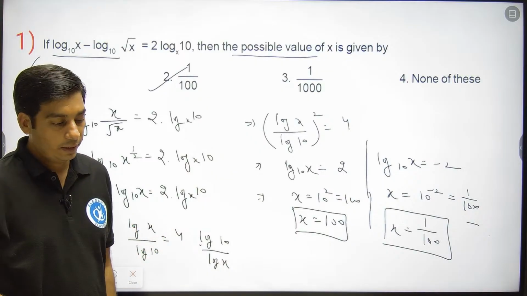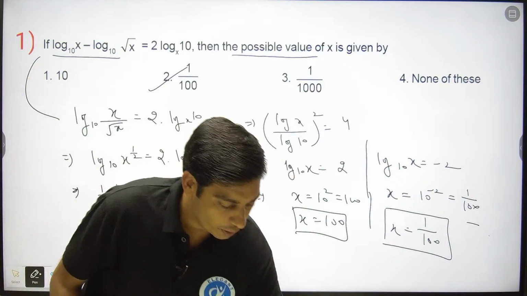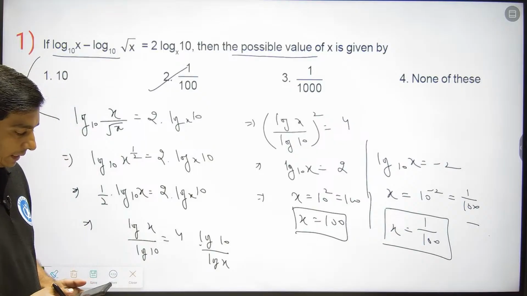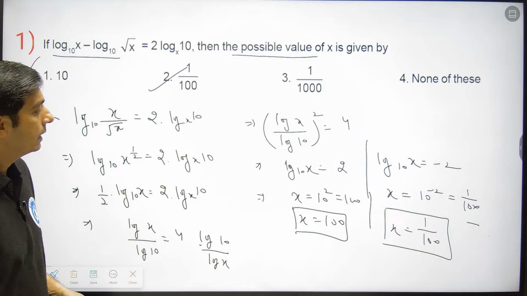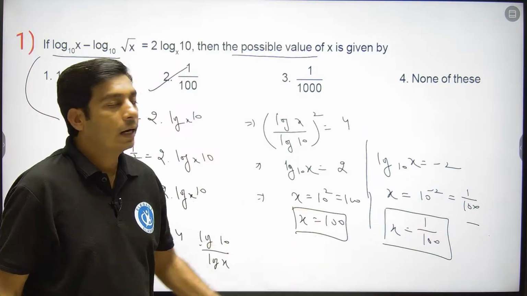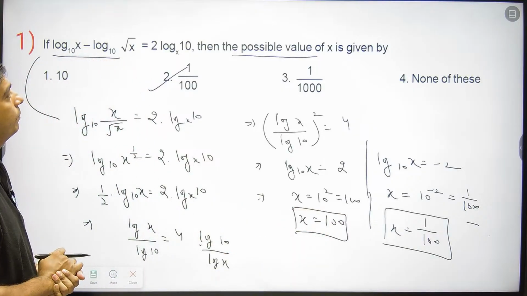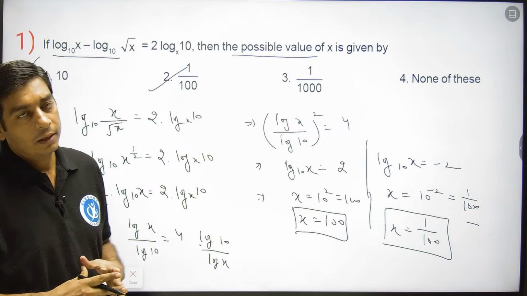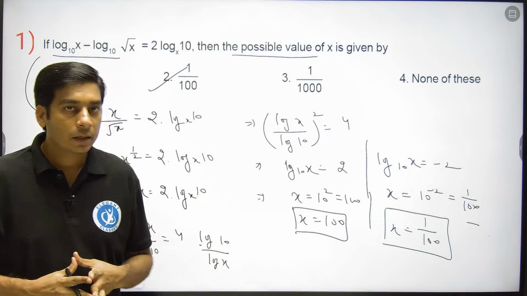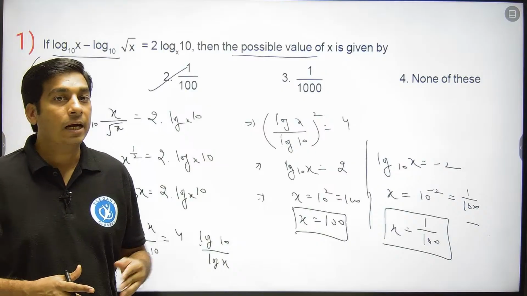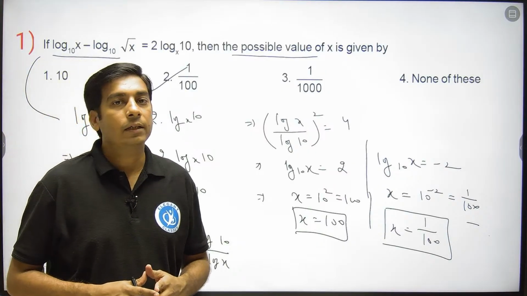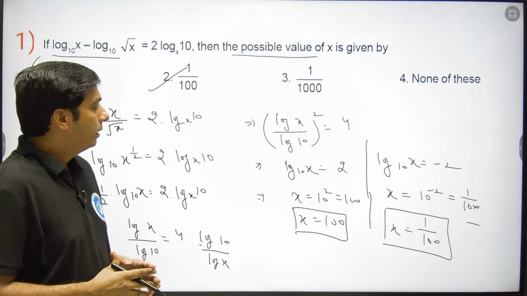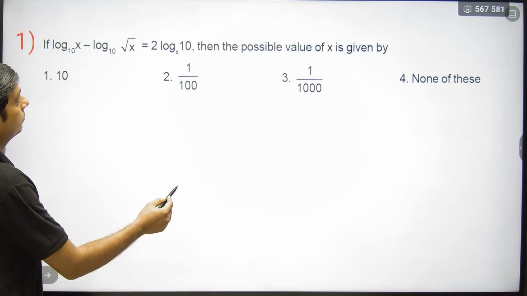Is there any query, any doubt? So we have got the answer as 1 upon 100. So it is a simple property based question, and I can assure you that if you are well versed with the formulas and properties of log, then you can easily crack any question of CAT, right? Let's move to the next question.